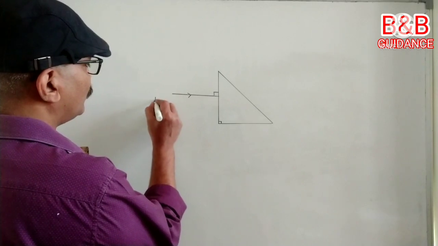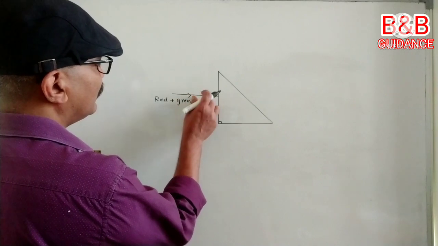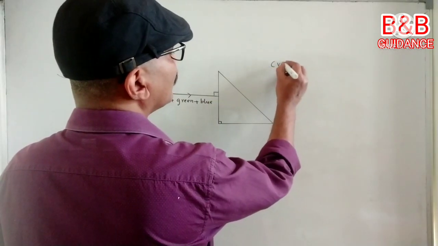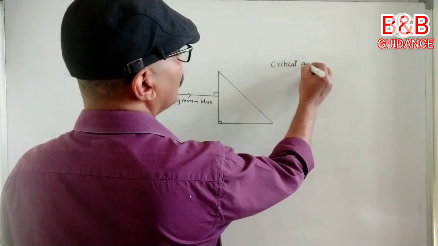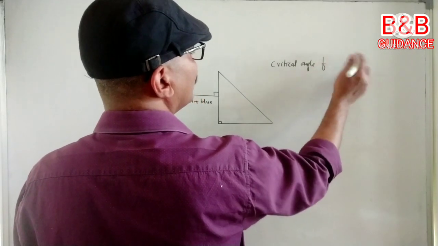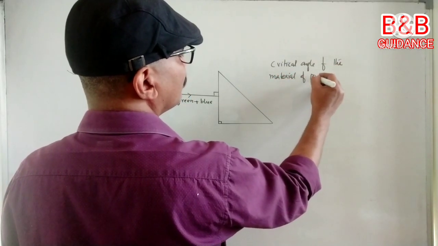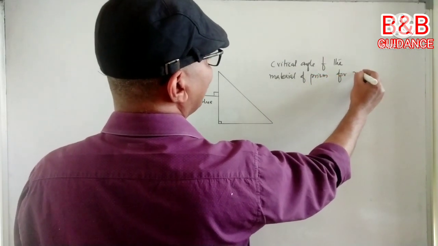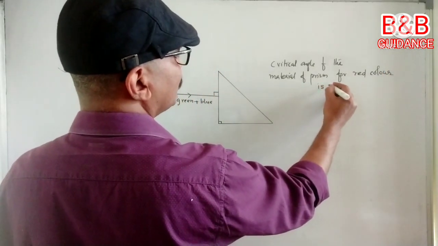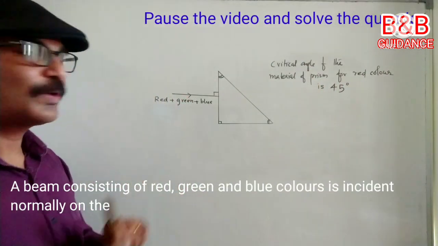This beam of light consists of red plus green and, let me say, blue. Critical angle of the glass, or I will use of the material of prism, for red color. You must understand, when color changes, critical angle changes. Red color is 45 degree. Draw the path of the rays.